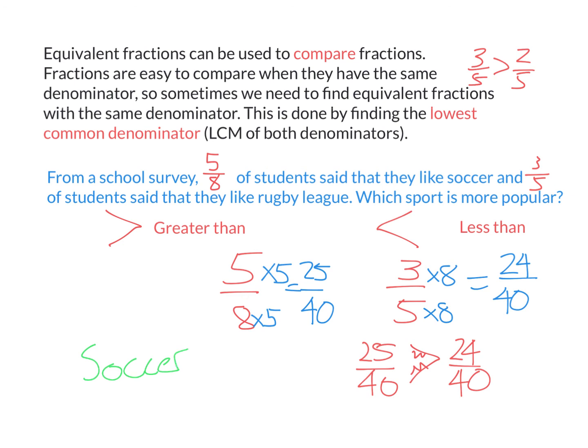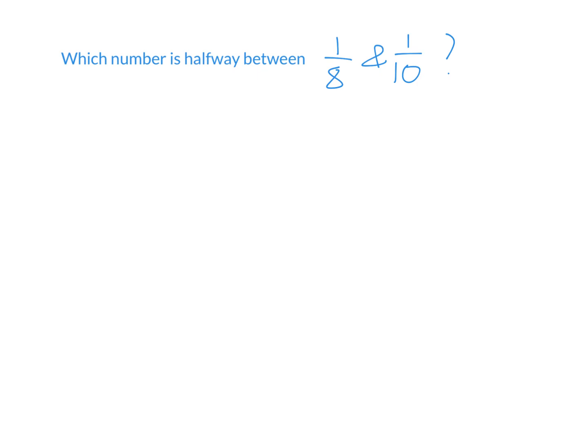All right, let's now look at how we can use equivalent fractions to find a number in between two fractions. What we're going to do is find the number halfway between 1/8 and 1/10. Now, the answer's actually not 1 over 9, as a lot of people think. They just think, oh yeah, 9's between 8 and 10, but that doesn't work. Because of the way fractions work, 1/9 is actually closer to 1/10 than it is to 1/8. So how are we going to do this?